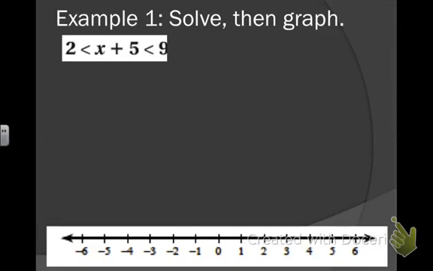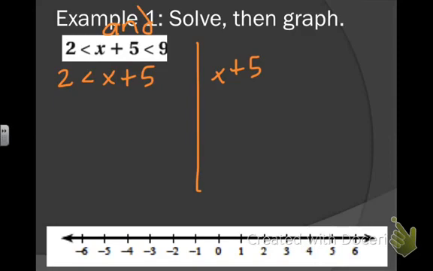Okay, our first example, I'm going to do it two different ways. It's totally up to you how you want to do it, whichever one makes the most sense to you. Notice it's all written as one nice statement, so I know this is an "and" compound inequality. And actually, the first way to deal with this is to break it up, to write it as two separate inequalities. So I could say 2 is less than x plus 5, and x plus 5 is less than 9.